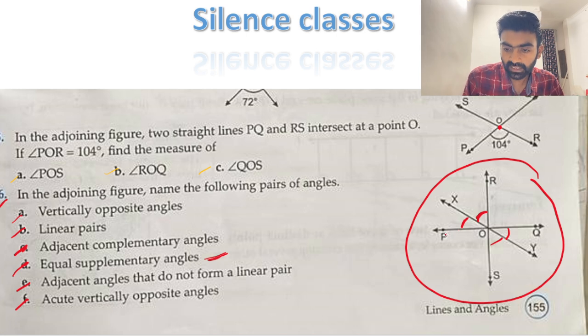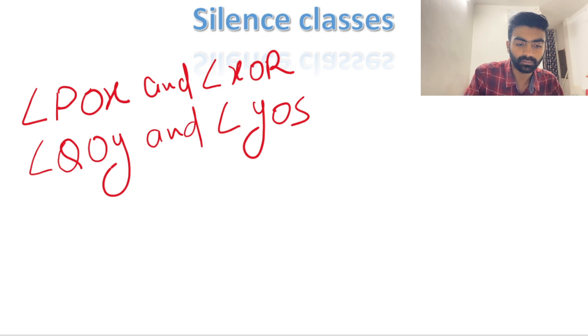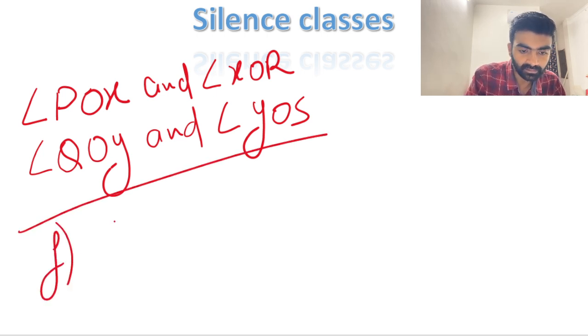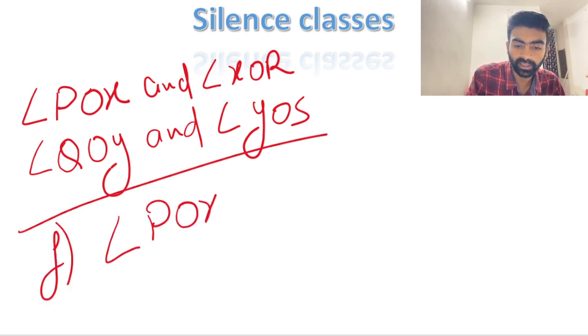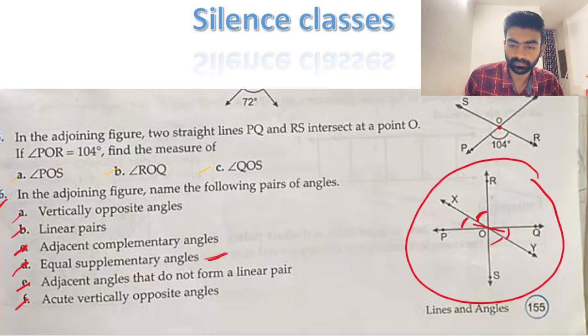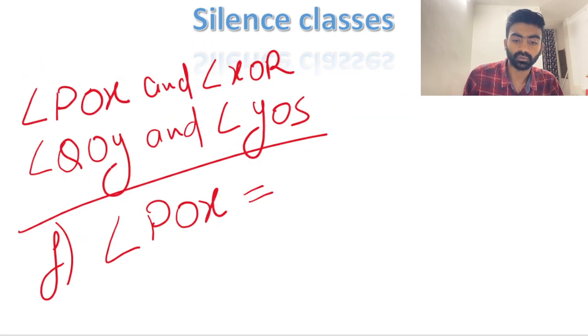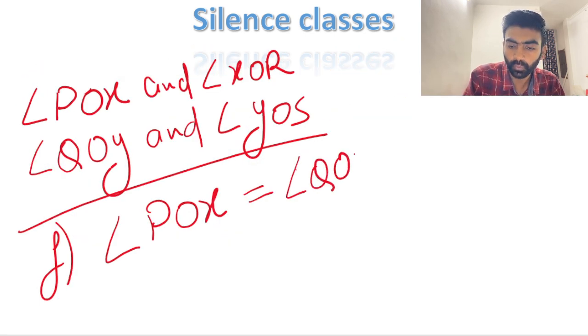So angle POX is vertically opposite to angle QOY. Yes, you can draw this line. Vertically opposite angle means in front of it. So angle POX is equal to angle QOY. So we will write it down: angle POX is equal to angle QOY.